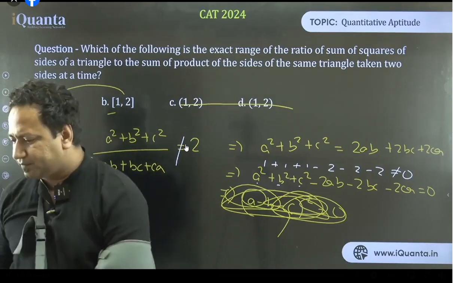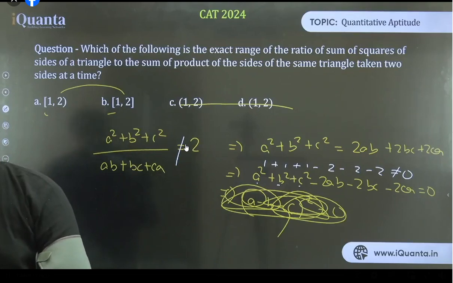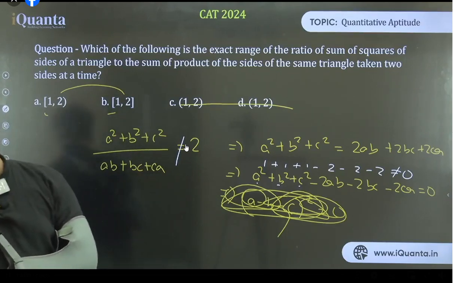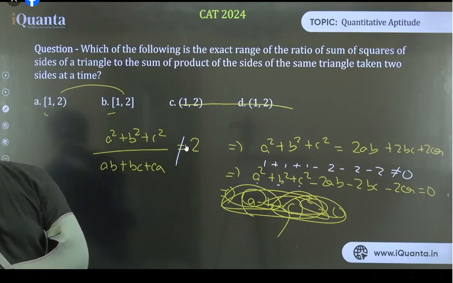ठीक है, हो गया, that's it. So the option that we took, the assumption that we took, becomes wrong because at an equilateral triangle this is not happening. So 2 will not be included. I think this method actually is possible.